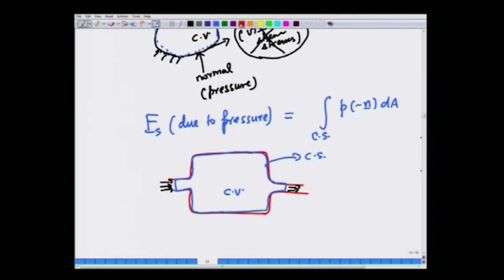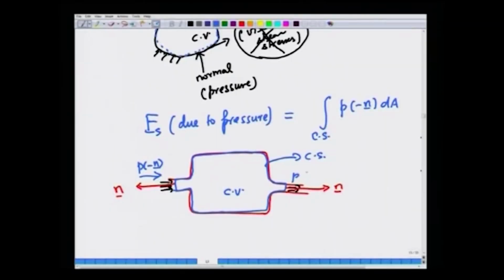Okay. Now, the pressure. The unit outward normal here is like this, the unit outward normal here is like this. So, here you may all agree that the pressure is in the direction opposite to the unit normal. So, you will argue that the pressure acts in this direction. So, P minus n is in this direction at the inlet. But what is important for you to remember or understand is that pressure at the exit, or at the control surface of the exit, is also in the direction P minus n, in the direction opposite to n.